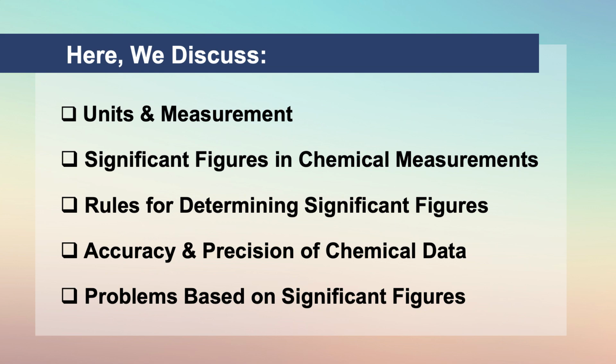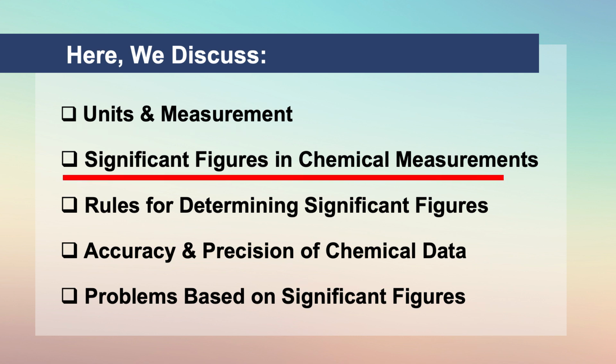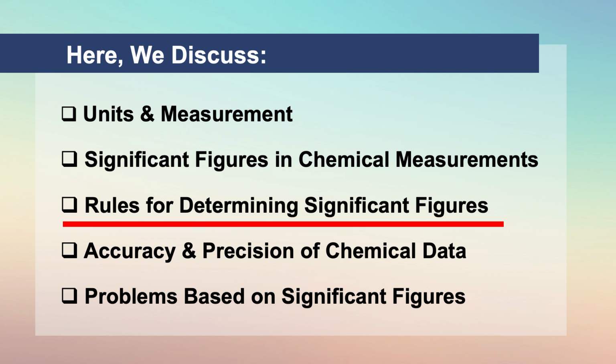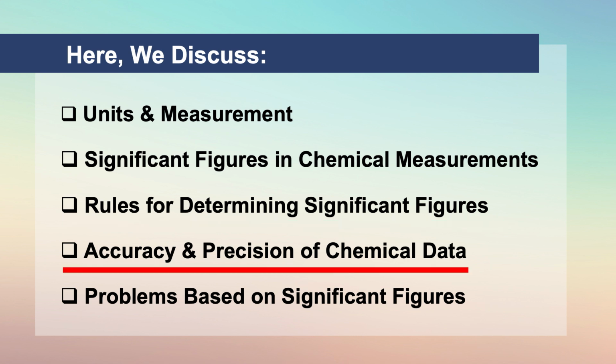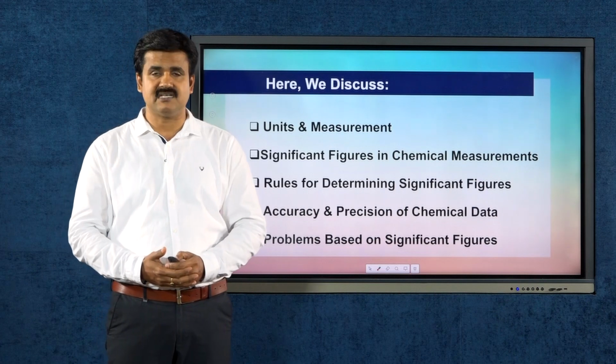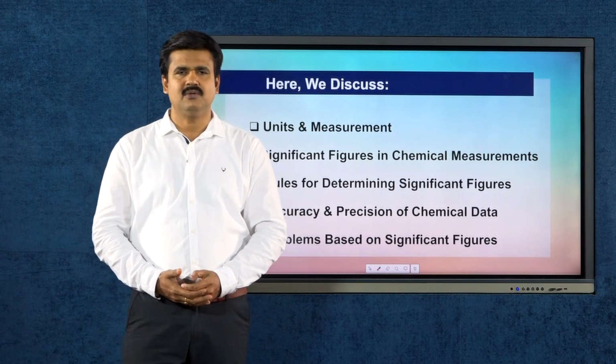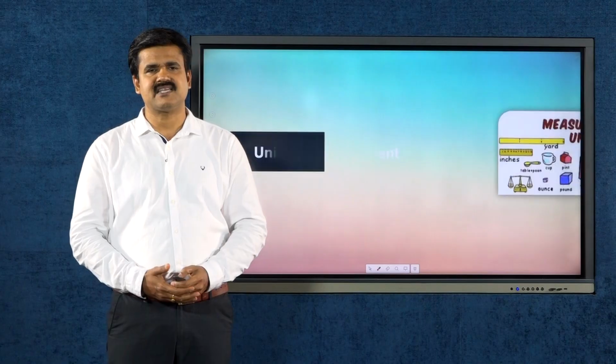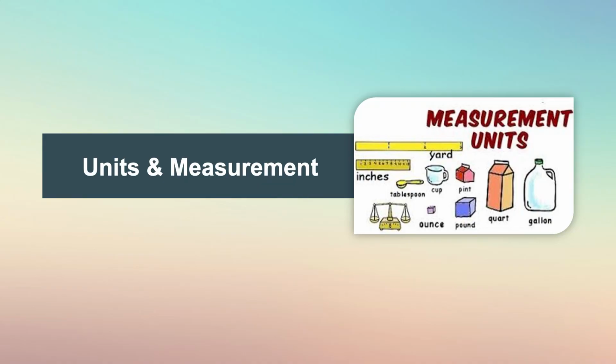The contents of this module we are going to discuss are units and measurement, significant figures in chemical measurements, rules for determining significant figures, accuracy and precision of chemical data. Finally, we are having some problems based on significant figures also. So, first of all, we are discussing units and measurement.